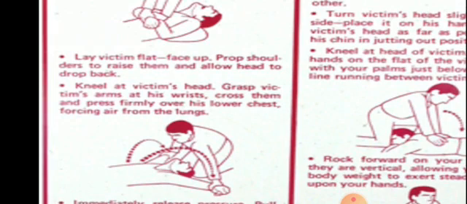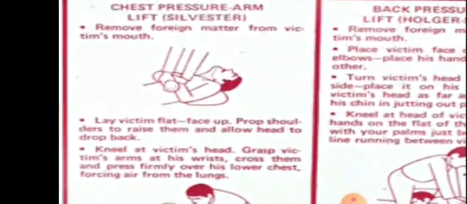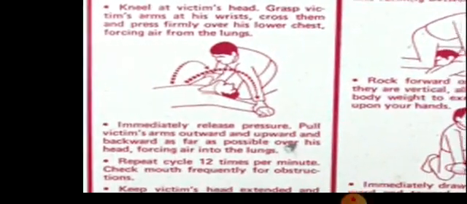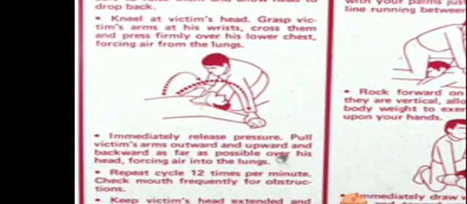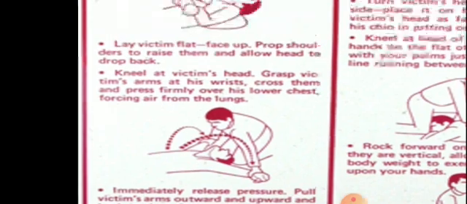Grasp the victim's arms at the wrist, cross them and press firmly over the lower chest, forcing air out of the lungs. Can you see it? You can see it in the first picture. Immediately after that, release the pressure, push the victim's arms outward, upward and backward as far as possible over the head, forcing air into the lungs. See, by the first step you are trying to make the victim expire, isn't it? Now, by the second step, you are trying to make the person inspire.